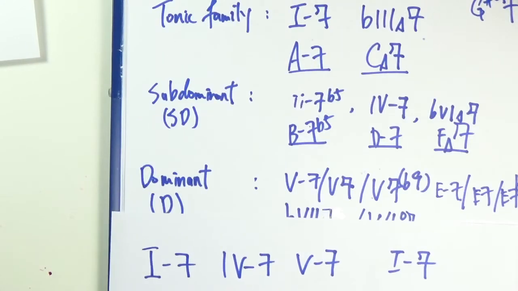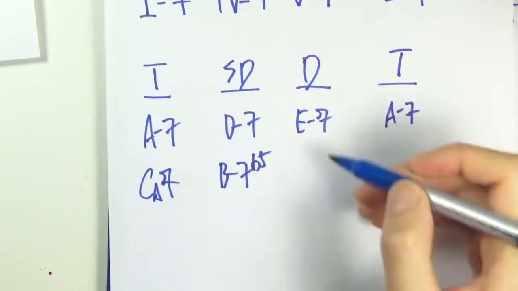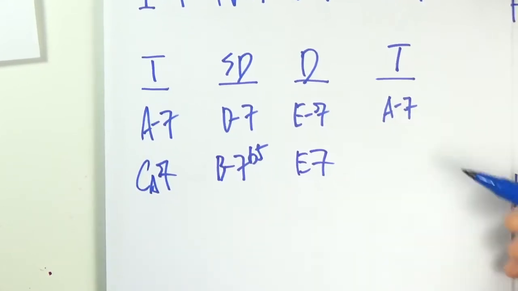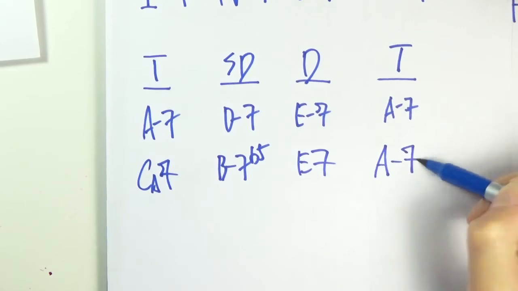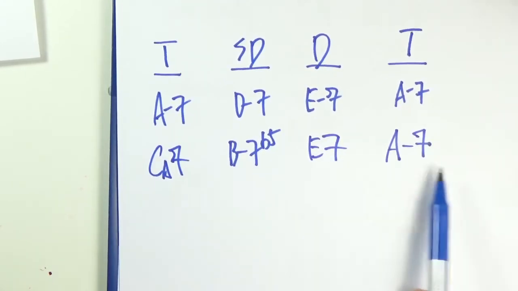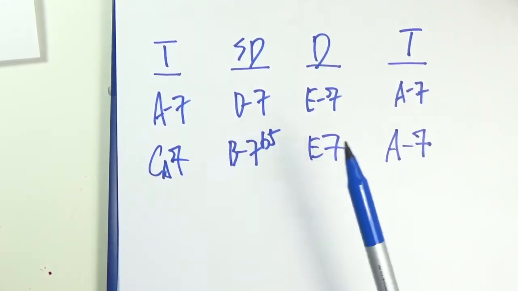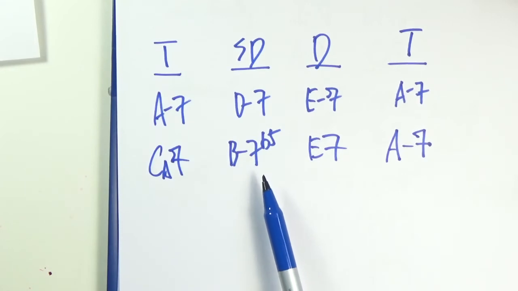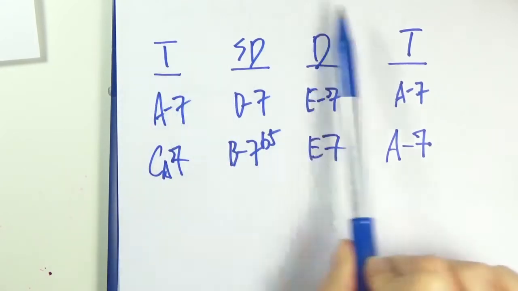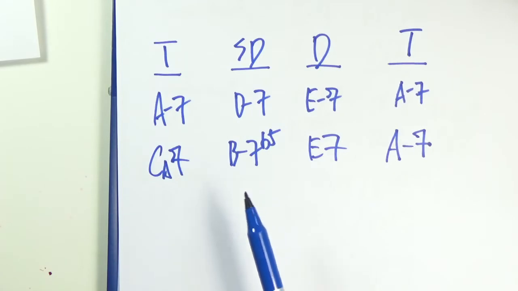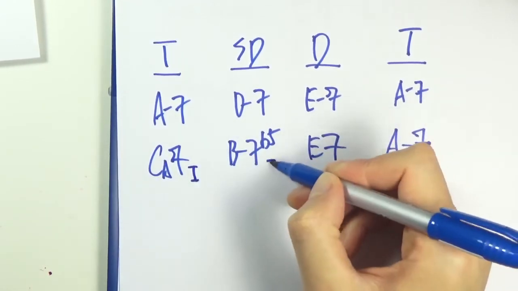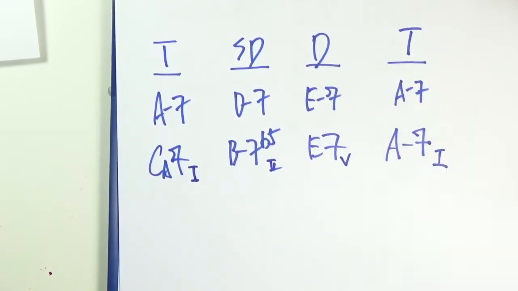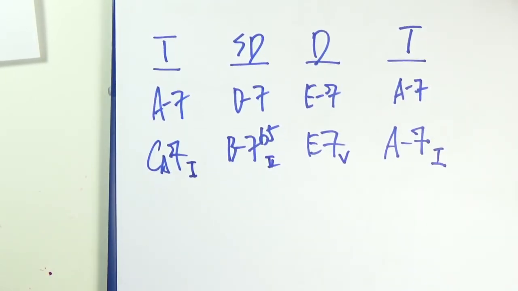Dominant, so we can go for E dominant 7. And for one chord, I think I'm just gonna stick with A minor 7. So here you have this 2-5-1 chord progression, which actually shares the exact same chord family with the first chord progression. So this is actually 1, 2, 5, 1, okay, if you analyze that with Roman numerals.